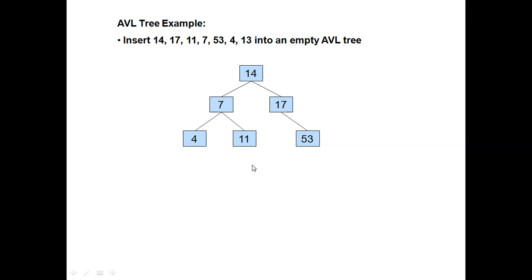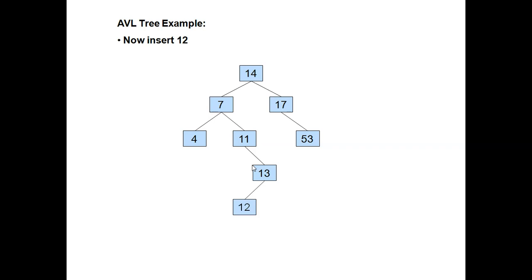Okay. Now again inserting node number 13. What will happen? Nothing will happen. Now insert 12. What will happen? Try to understand which node is imbalanced. This node is imbalanced first. Let's try to understand what is happening here, what I am trying to do.